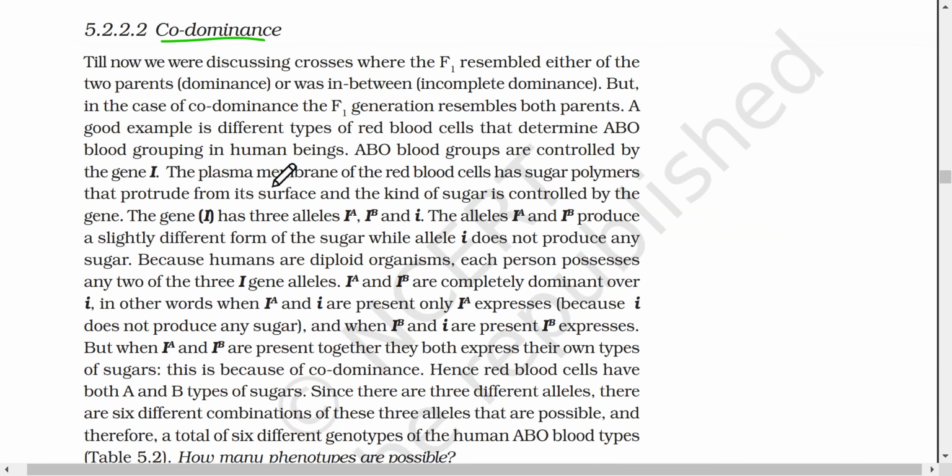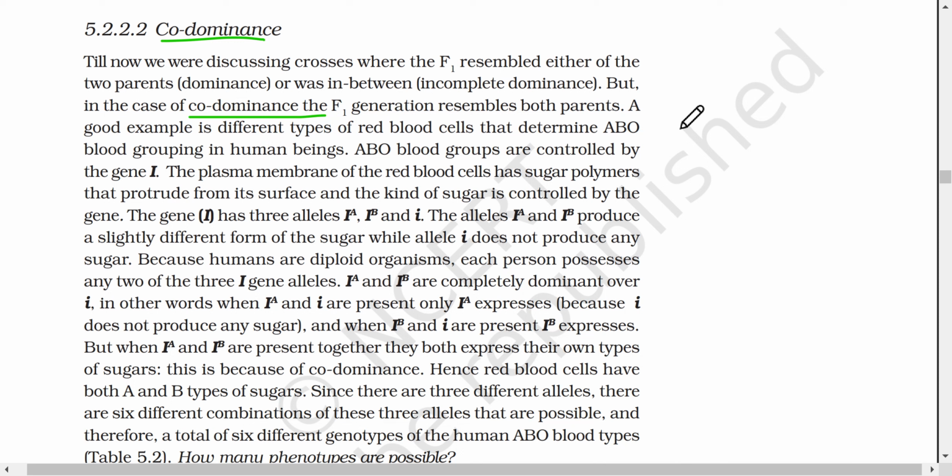Till now, we were discussing crosses where the F1 resembled either of the two parents, dominant, or was in between, incomplete dominance. But in the case of codominance, the F1 generation resembles both parents. ठीक, यानी अब दोनों पेरेंट्स से डिफरेंट नहीं बल्कि दोनों पेरेंट्स को रिजेंबल करेगा हमारा F1. ठीक, that is codominance.